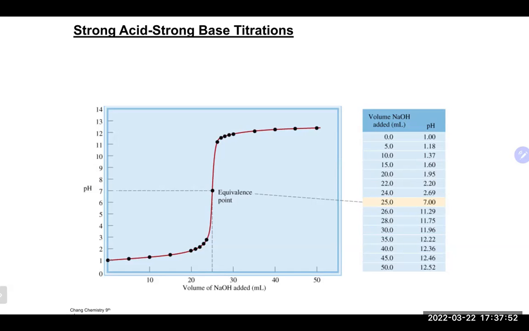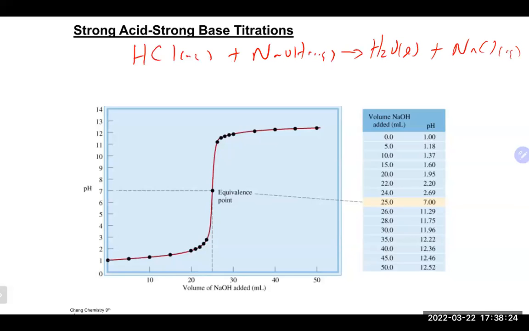Okay, we're going to continue on here. We got into titrations last time, and we specifically talked about a specific type of titration, which is this one here, which is a titration of a strong acid with a strong base. So we looked at something like hydrochloric acid and some sodium hydroxide, giving us some water and some sodium chloride in this reaction.